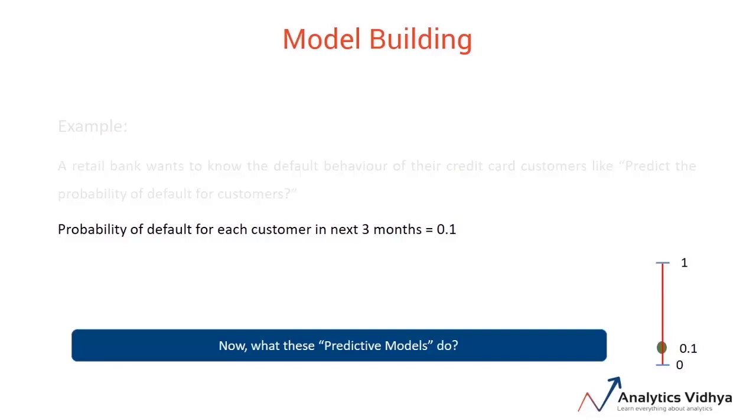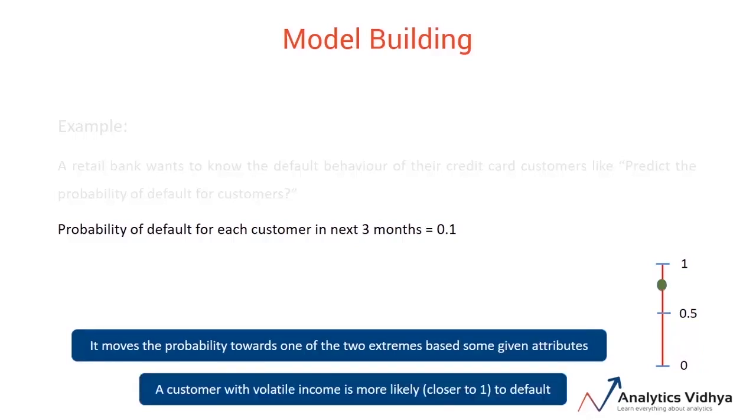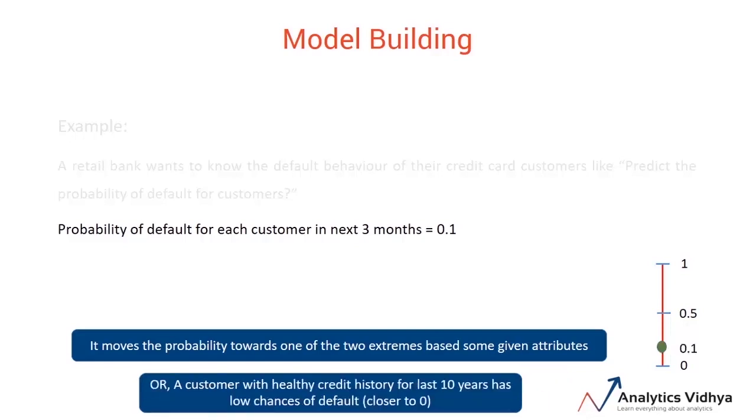Now what do these predictive models do? These models move the probability towards one of the extremes based on the attributes from the history of the customer. So a person with a volatile income is more likely to default on his or her credit card. So the probability will be closer to 1. Whereas a person with a very good credit history for the last 10 years will have very low chances of defaulting. So his or her probability will be closer to 0. Now we have had a higher level overview of how predictive models work. We will dive into details later.